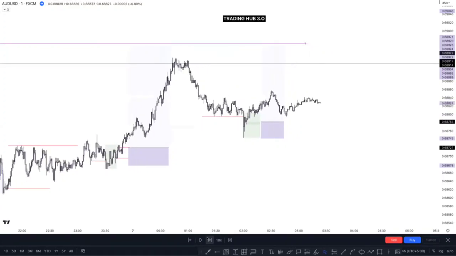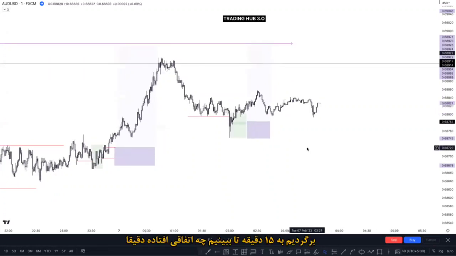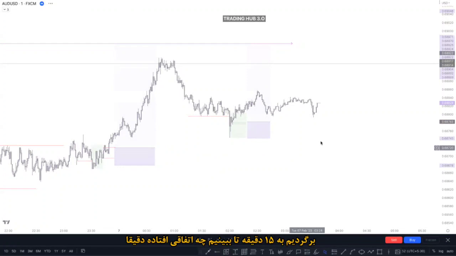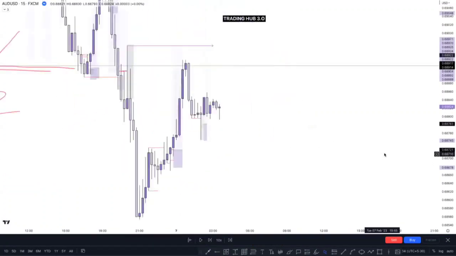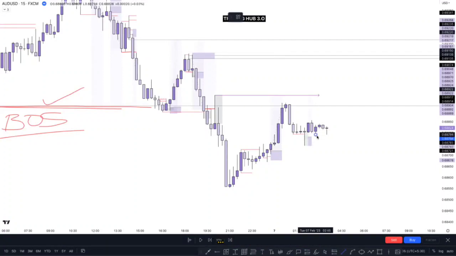Okay. There is no mitigation. I thought, let's check again in a 15-minute time frame to see exactly what is happening here. The market did not mitigate our entry plan as we expected. So this is not mitigated here, and we can leave it here.